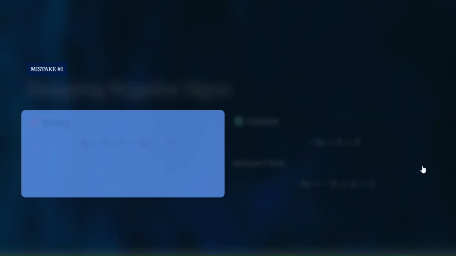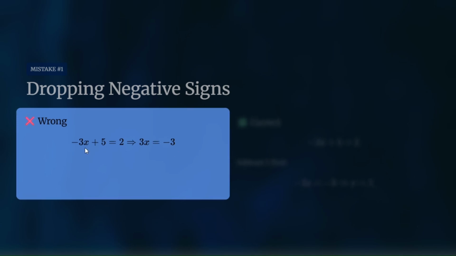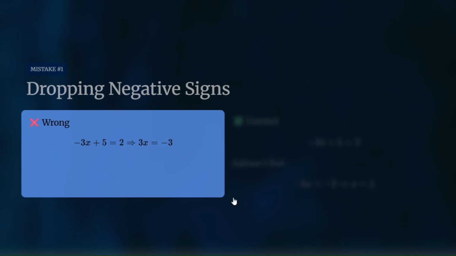Here's mistake number 1. Dropping negative signs. Students often drop the negative sign and therefore jump to incorrect operations. For instance, if you're trying to solve the equation negative 3x plus 5 equals 2, you'll subtract 5 from both sides to isolate x. But when rewriting the equation, instead of rewriting negative 3x, you rewrite 3x equals negative 3.